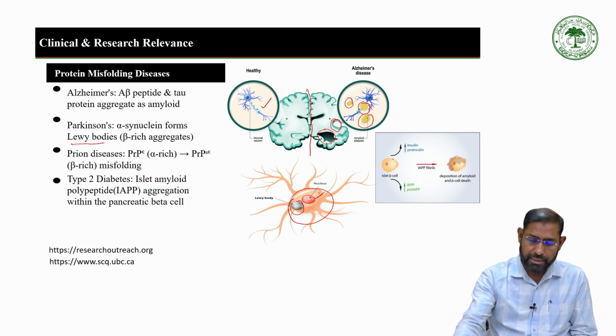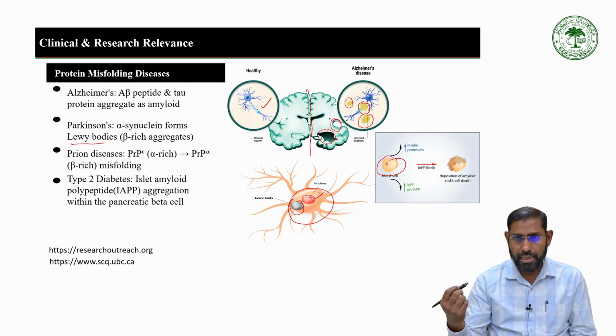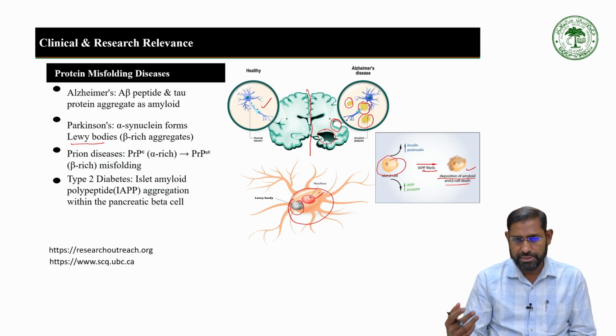And these are the pancreatic beta cells. So what happens? They produce IAPP, islet amyloid polypeptide. But it becomes fibrils, meaning it accumulates, and this is called deposition of amyloid and beta cell death. Because of accumulation of this islet amyloid polypeptide, there is depletion or death of the beta cells, and then they are not able to release insulin. So this is the reason they accumulate and develop type 2 diabetes.